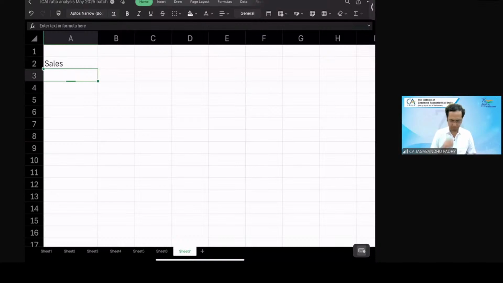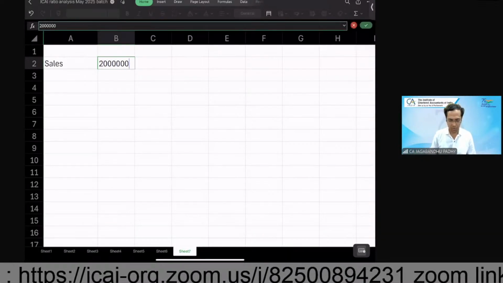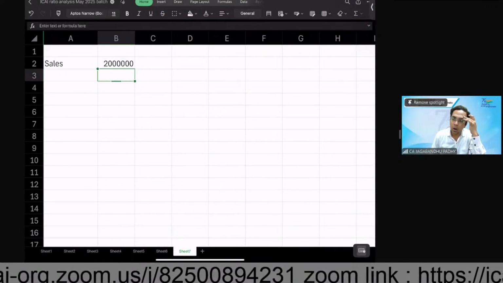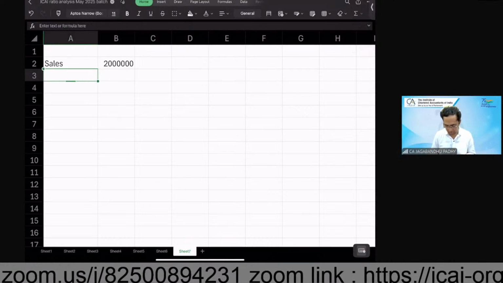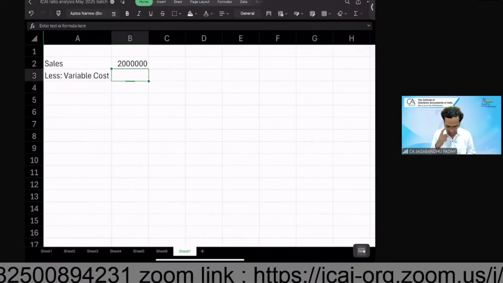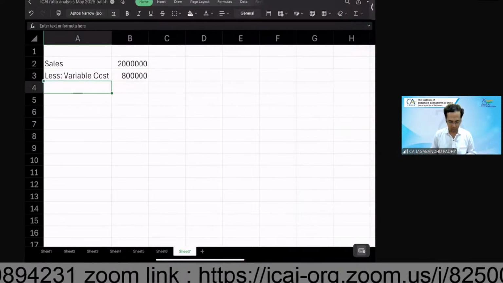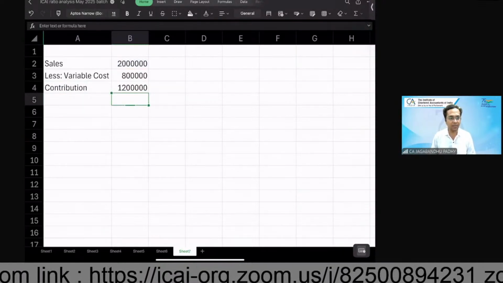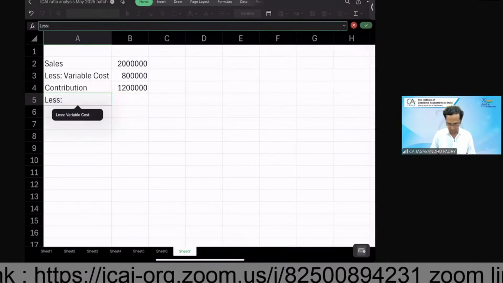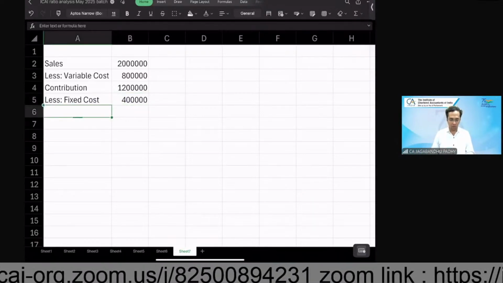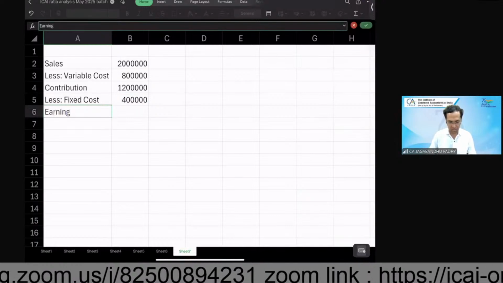So the revenue starts from the sales that is generated by the company. Suppose the company is having sales of 20 lakhs. Now, out of this sales generated, where would you utilize the money? Obviously, we need to pay initially the variable cost. Suppose variable cost is 8 lakhs. Then we have the contribution. So contribution is 20 lakhs minus 8 lakhs, which is 12 lakhs, right? And then from that, we deduct the fixed cost. Let's assume the fixed cost to be 4 lakhs. So that will give you earnings before interest and tax.